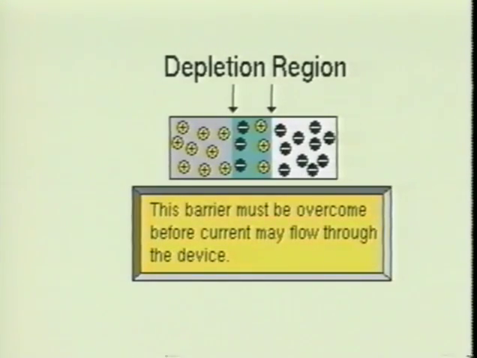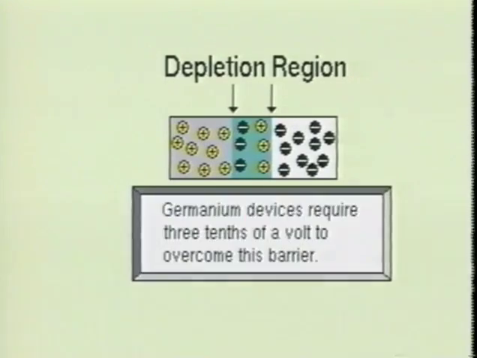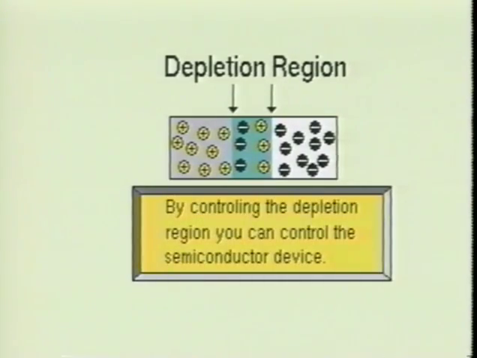The depletion region will have an equal number of positive ions on one side and negative ions on the other side. The depletion region forms a barrier which must be overcome before current can flow through the semiconductor device. For silicon-type semiconductor devices, this barrier requires a voltage of 0.7 of 1 volt before current can flow. And for germanium-type semiconductor devices, this barrier requires a voltage of 0.3 of 1 volt. It is this depletion region which makes it possible to control the semiconductor device.